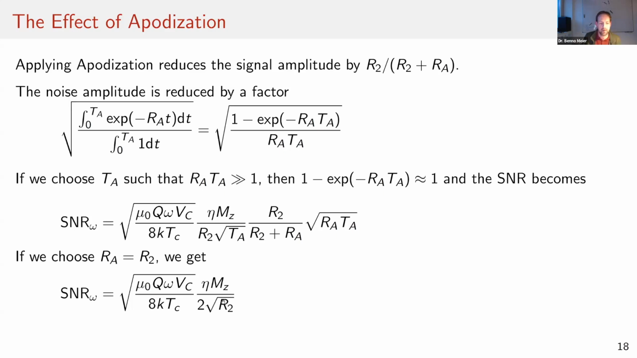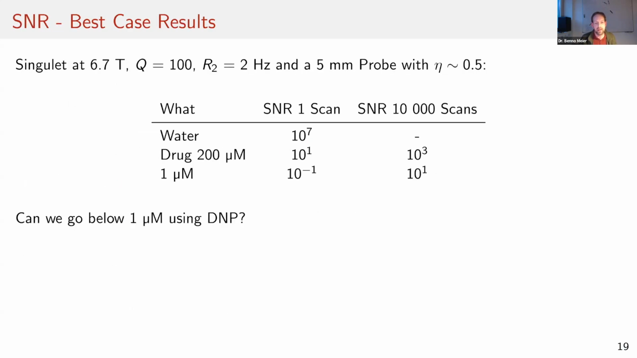Okay, so let's use this equation and evaluate it. What I've done here, I again take a field of 6.7 Tesla, Q of 100, R2 of 2 Hertz, and a 5 millimeter probe with a filling factor of 0.5. Now if we look at the signal-to-noise ratio for water, that was the big magnetization that we looked at in the beginning, we get a signal-to-noise ratio of 10 to the 7. So no need to do signal averaging here, okay?